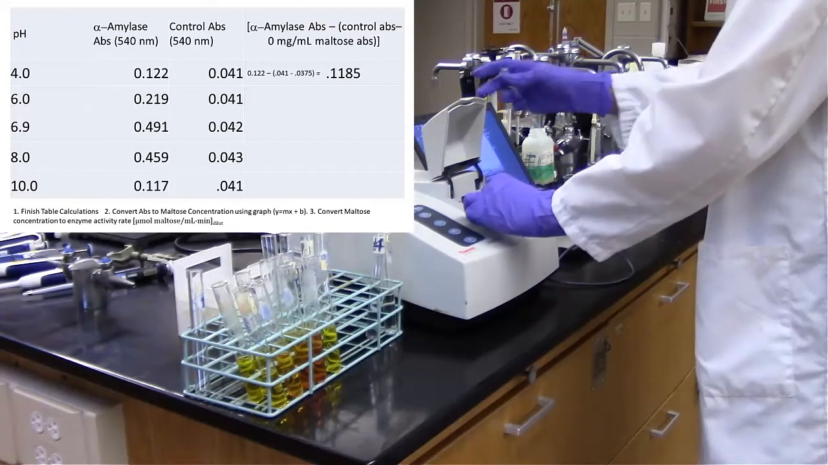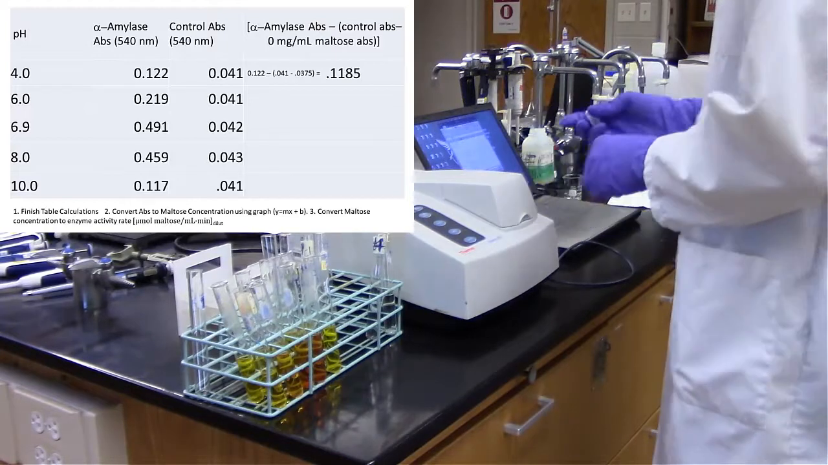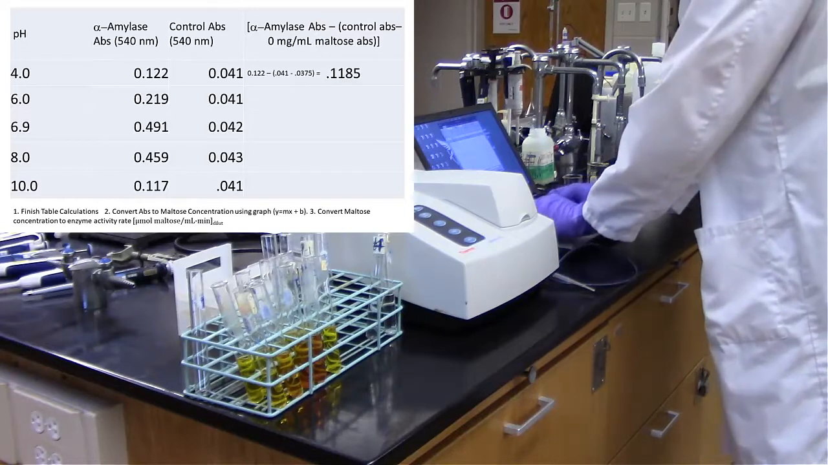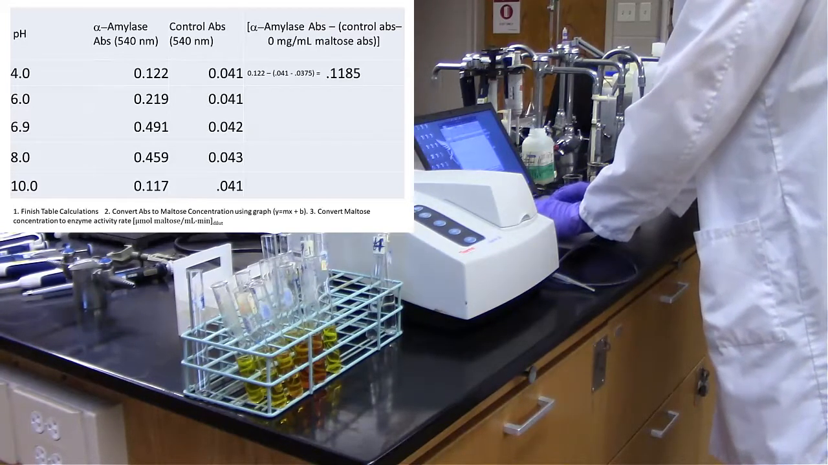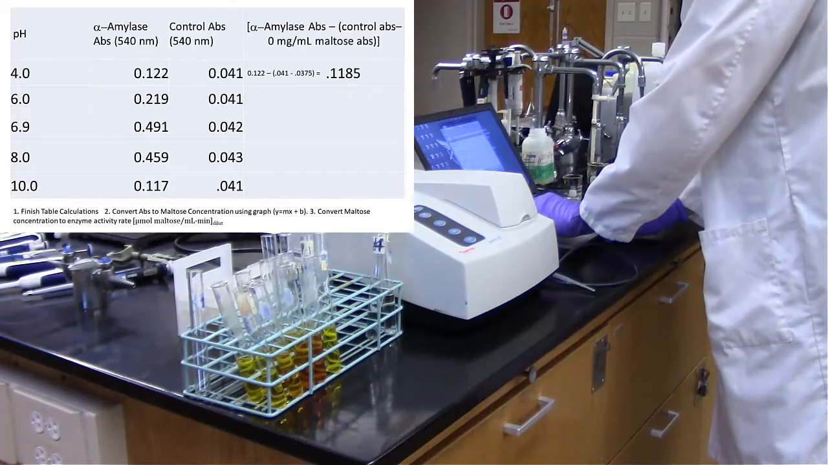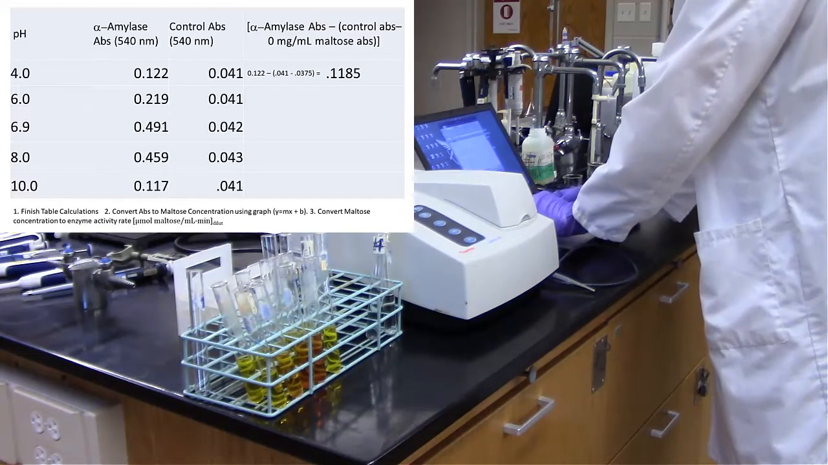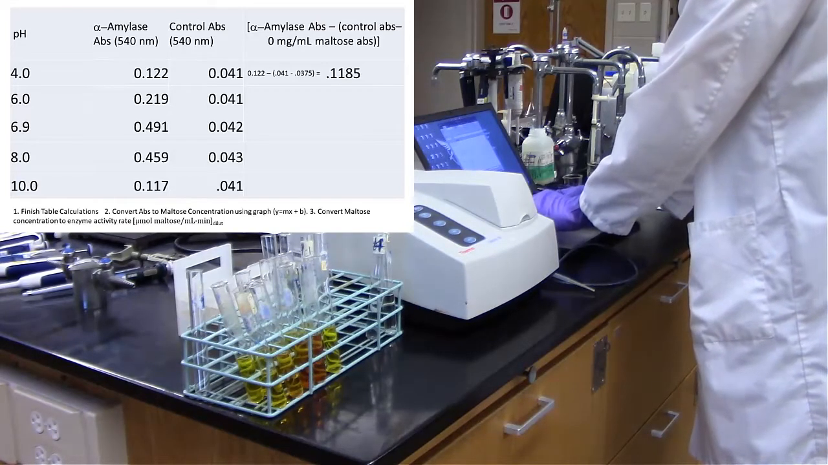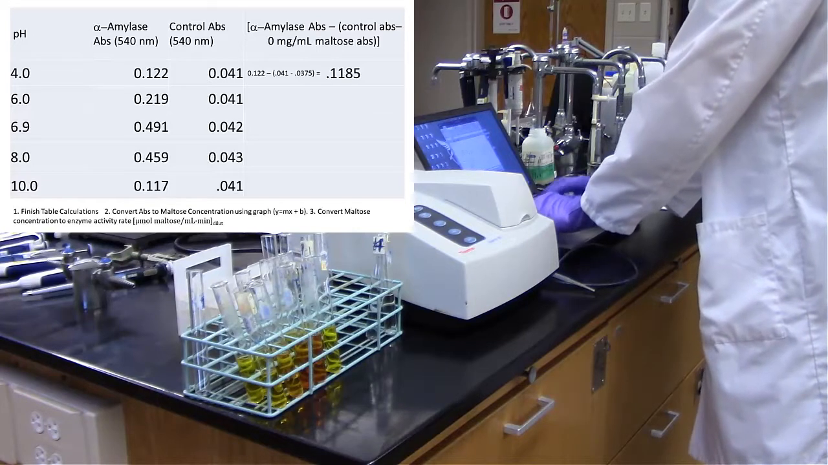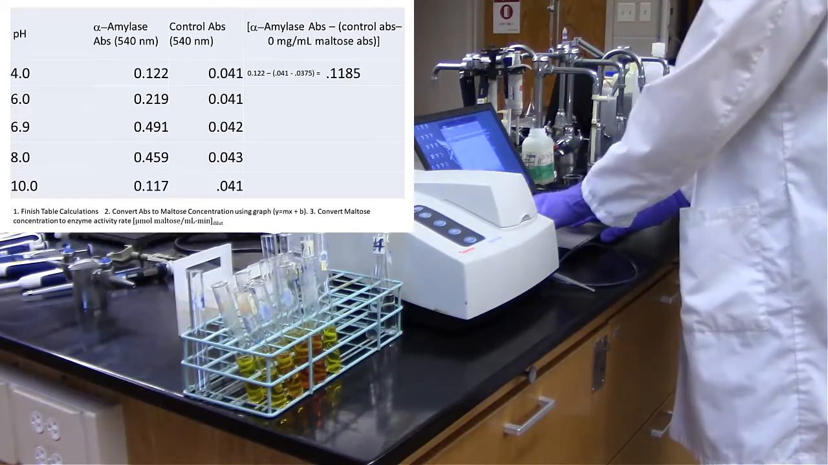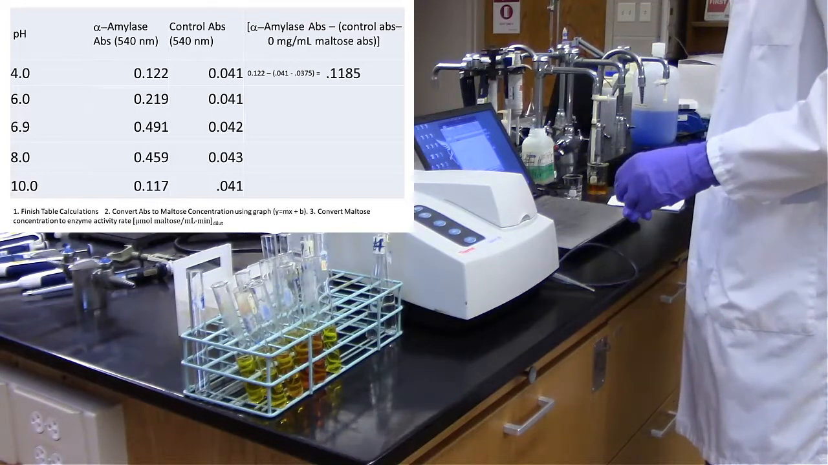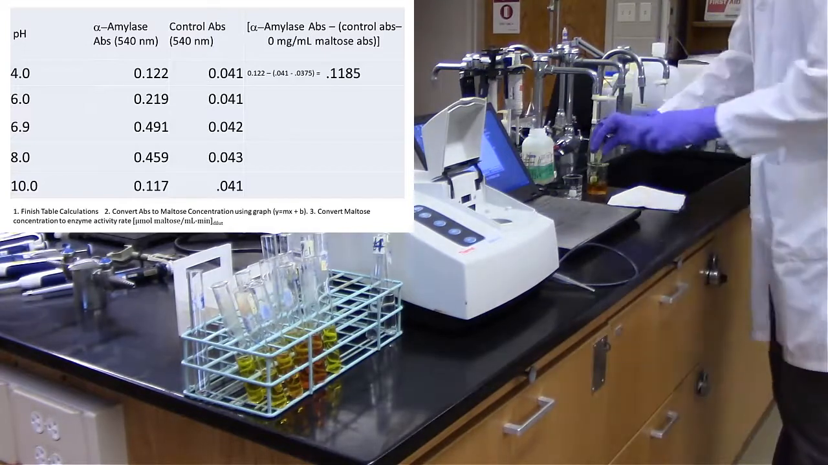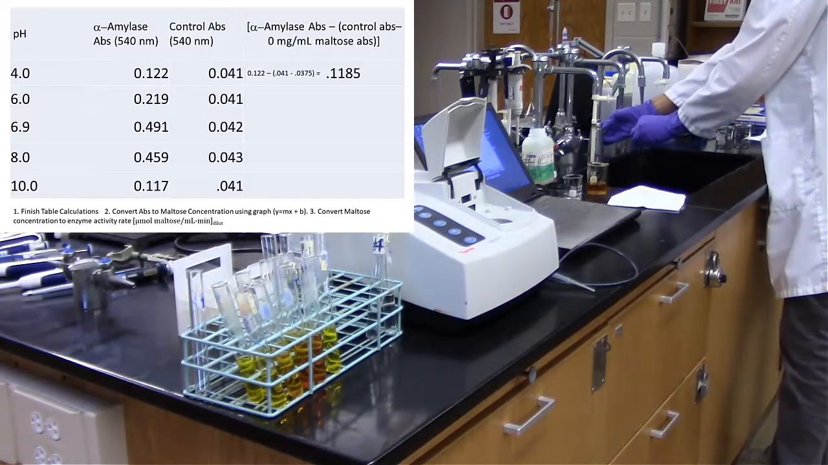To finish up the experiment, we're taking the absorbance of our samples where we have our saliva with starch at a pH range of 4 through 10, and then also taking the control where we have starch and buffer with no saliva. We're going to take the absorbance that we read here, take the control absorbance that we get from this, and subtract out the absorbance of our 0 milligram per milliliter maltose to get our number.